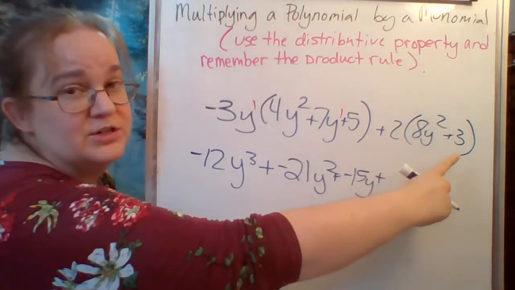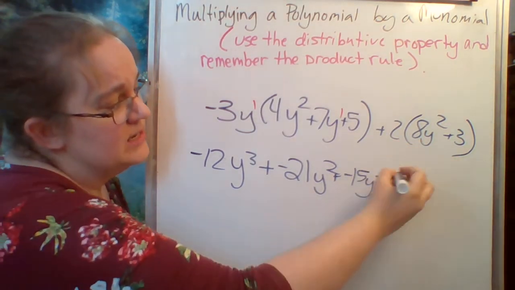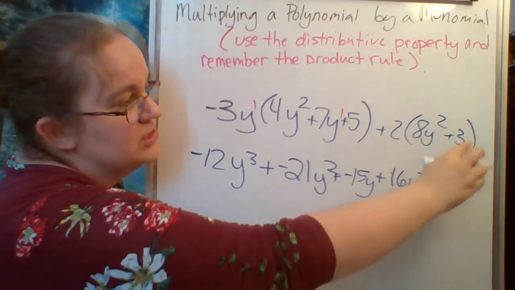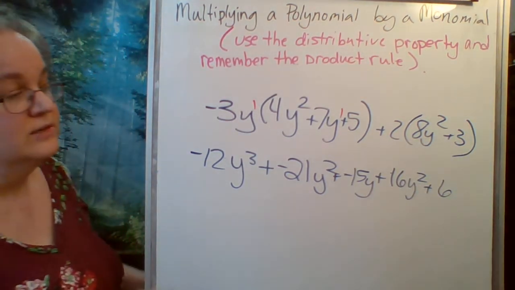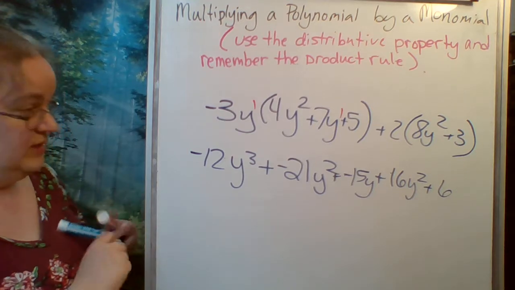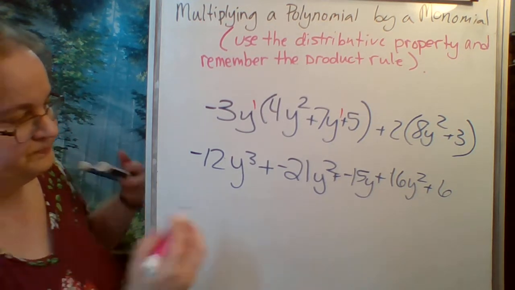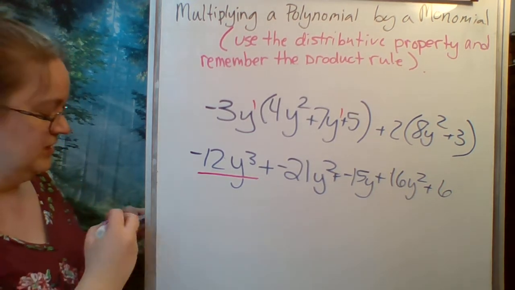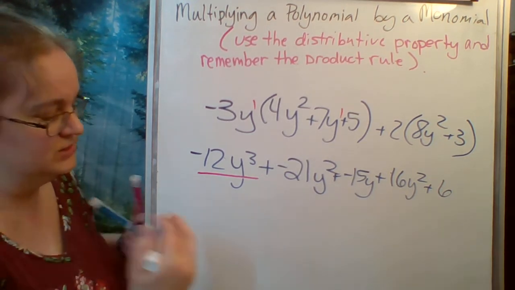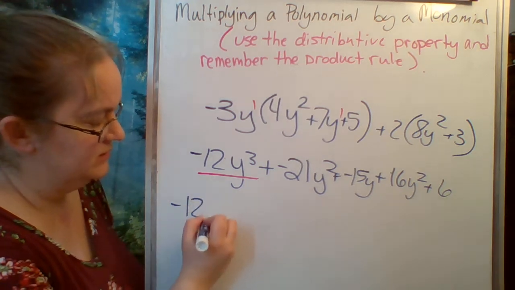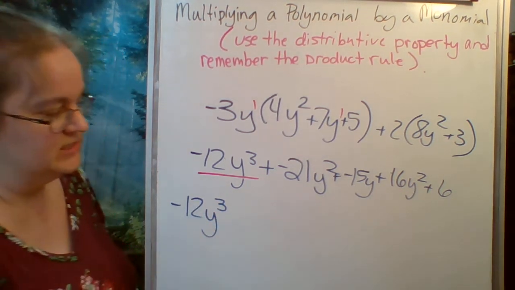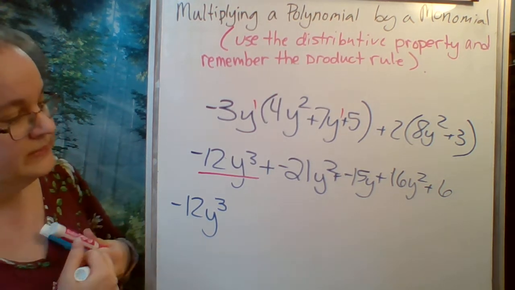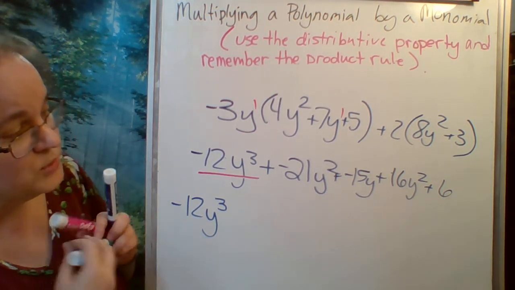Plus, now I've got to distribute this one. 2 times 8 is 16y squared. Plus 2 times 3 is 6. Okay, now that I've distributed everything, I'm looking for like terms. I've only got one thing that has a y to the third with it, so it can't be combined with anything else. So the beginning of my polynomial, if I'm writing it in standard form, would be negative 12y to the third.